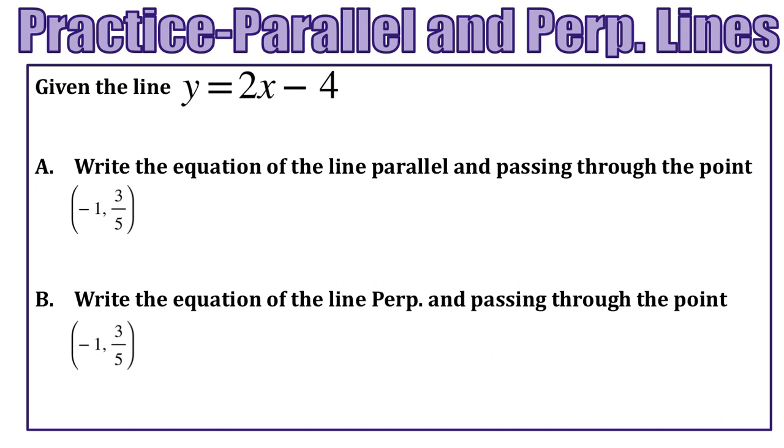We're given the line y equals 2x minus 4, and we're being asked to write the equation of the line that's parallel to that line and passes through the point negative 1, 3/5 for part A, and perpendicular to that line for part B. So go ahead and pause the video and write those 2 equations. Remember, leave it in point slope form, and then unpause the video and see how you did.